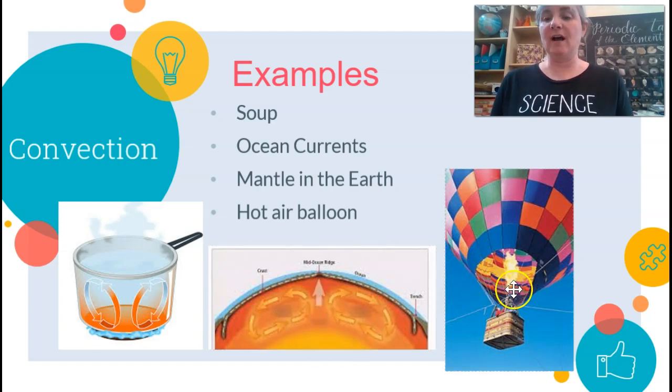It also works in a hot air balloon. So this fire is heating up air. The air rises, which makes the balloon go higher.